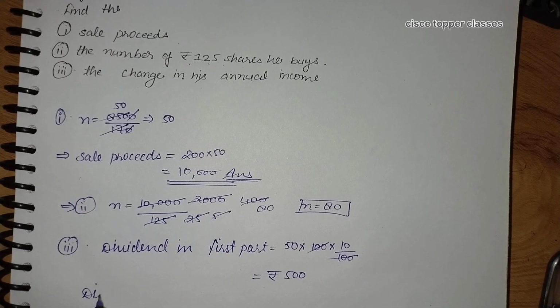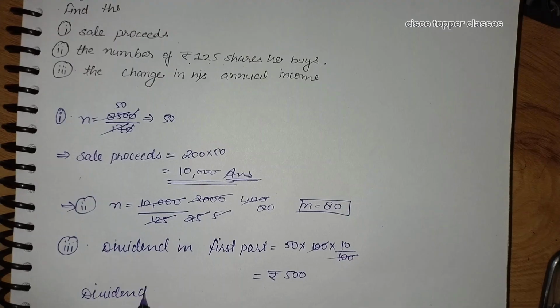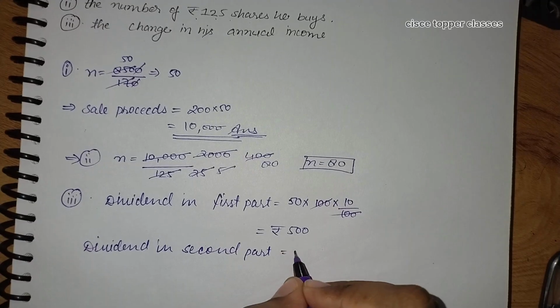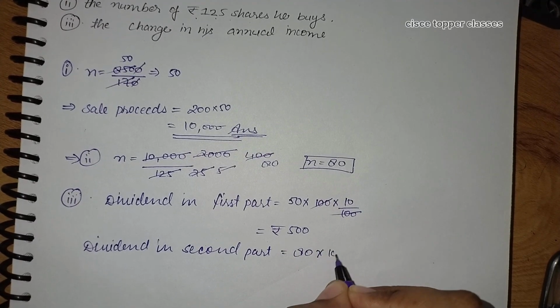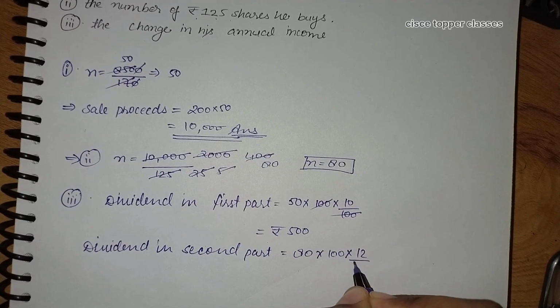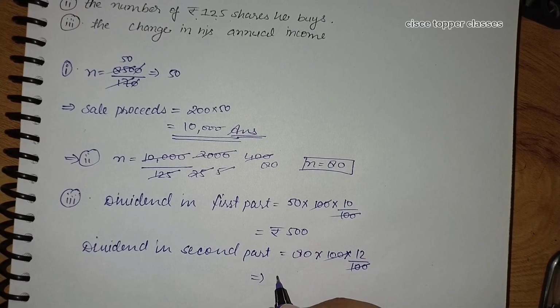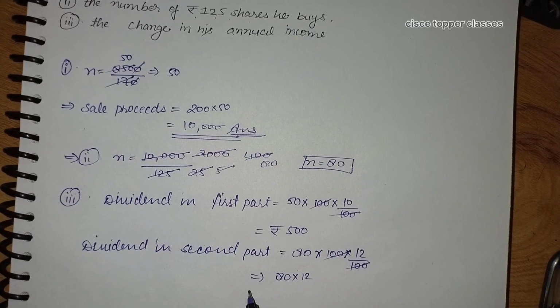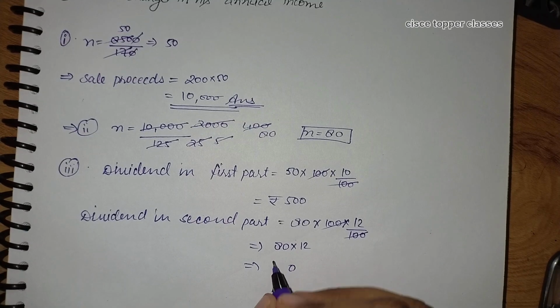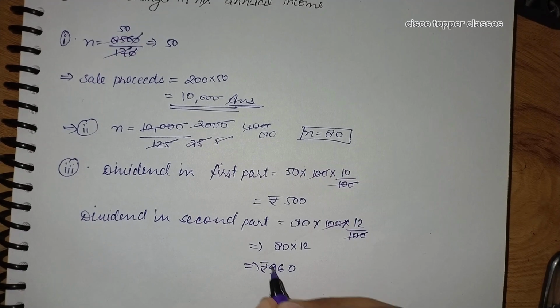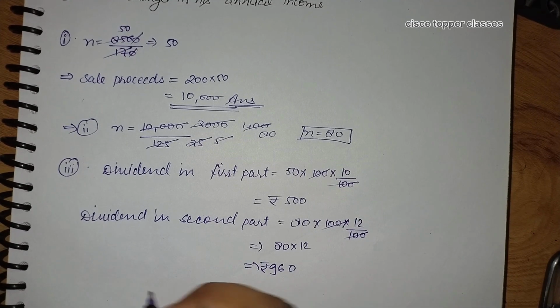If we want to find the dividend in the second part, it will be 80 into 100 into 12 by 100. 100 will cancel out and we will get 80 into 12. This will be 0 and 6 here, 96, meaning rupees 960 is the dividend in the second part.